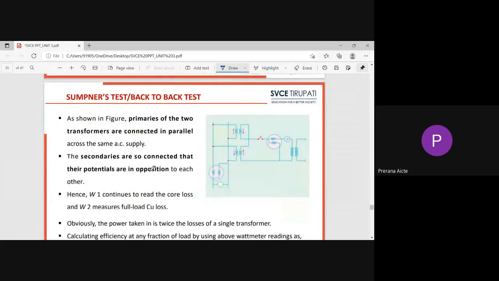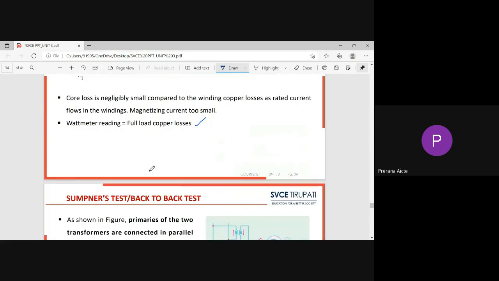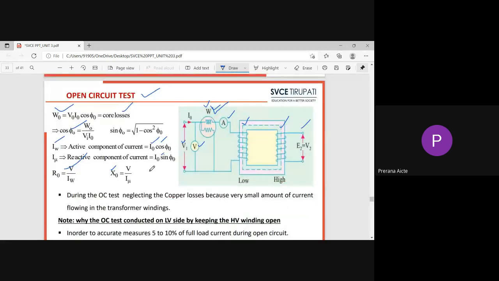Sumpner's test, or back to back test. So what is the use of this test? There is a small difference between this test and the OC and SC tests. There, they are measured separately: we conduct the open circuit test, then remove the connection and conduct the next one, which takes some time, and then we conduct the SC test.